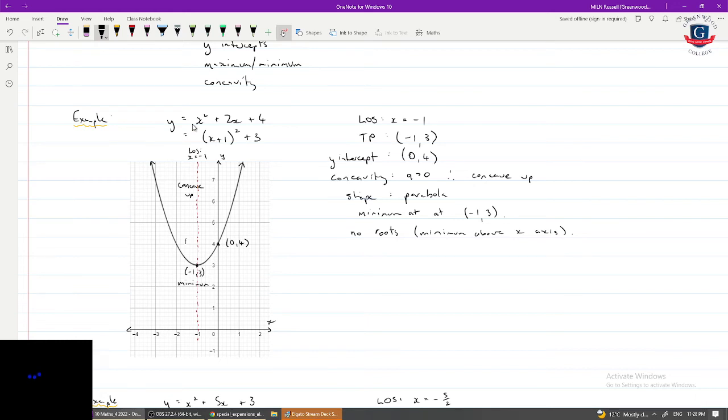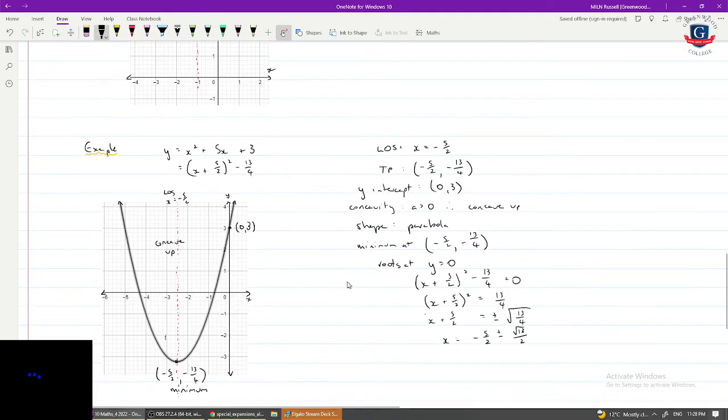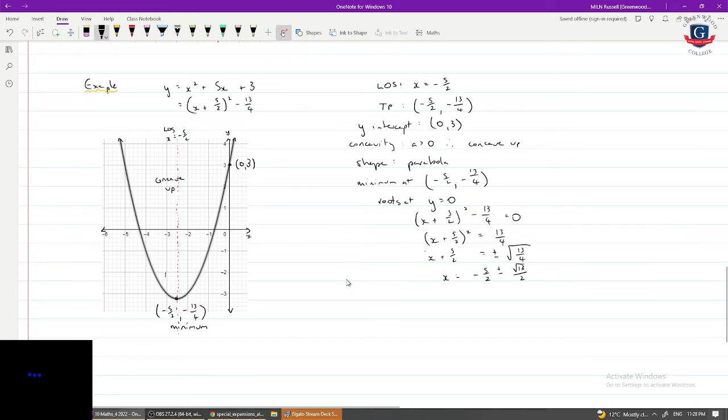Because the coefficient of x squared is greater than 0, we know it's going to be concave up. The shape's going to be a parabola because the order's 2. The minimum will be at (-1, 3). We know that from the concavity and the turning point. And we know that it has no roots because the lowest value of y on this entire graph will be 3. And for it to cross the x-axis, or at least touch it, it would have to be 0 or less. But let's have a look at a case where there are some roots and how we could possibly find that out from turning point form.